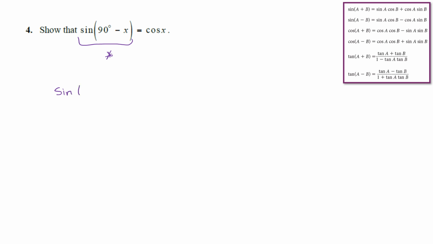So the sine of 90 degrees minus x. So we're subtracting two angles. So we'll use the sine with the difference of two angles formula. So that will be the sine of A, which is 90, cosine B, which is x, minus cosine A, which is 90, times sine B, which is x.